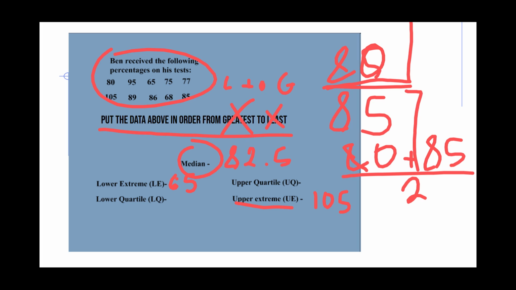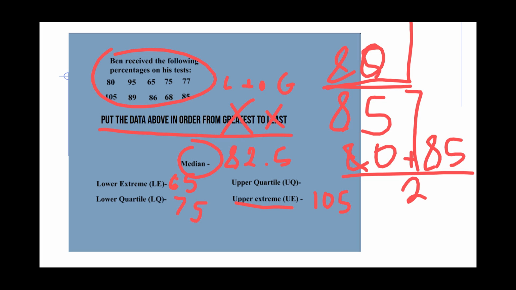If I did that correctly, my lower numbers are 65, 68, 75, 77, and 80. That's in order from least to greatest. I need to pick the middle number. Luckily this time I have 5 numbers, so I can just pick the 1, 2, 3, the third number, because that third number is my middle number. That's going to be my lower quartile. So 75 is my lower quartile.